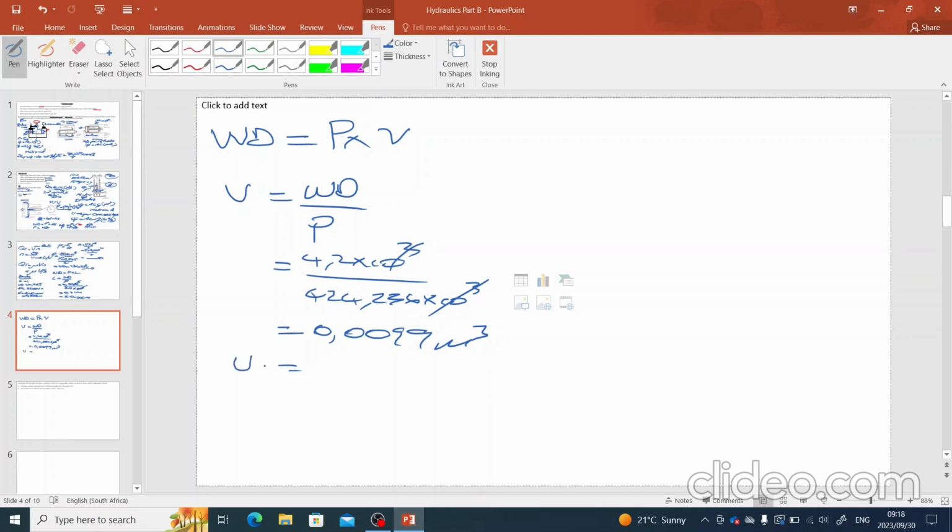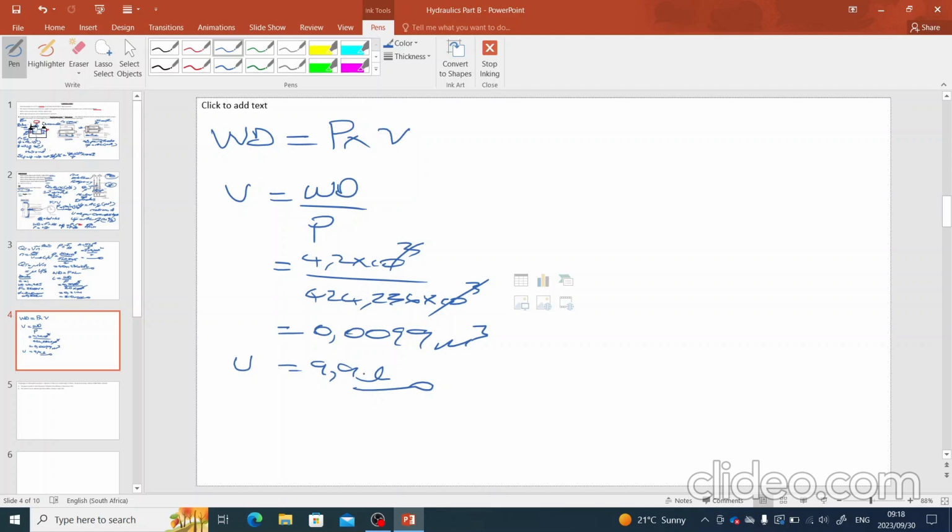Now, we will have to convert our answer into liters. We'll have to multiply by 1,000. In multiplying by 1,000, it will be 9,9 liters. That's how you tackle this question.